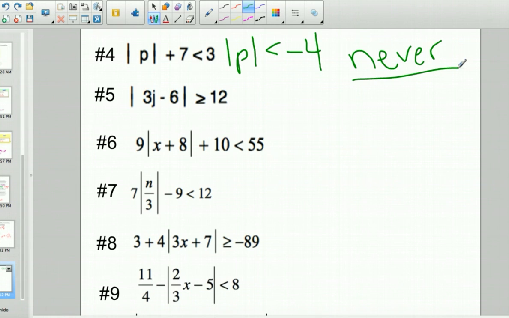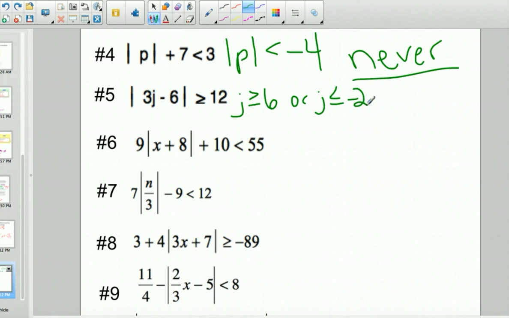Number 5, we should get, that's an or inequality, we should get something like j is greater than or equal to 6, or j is less than or equal to -2.